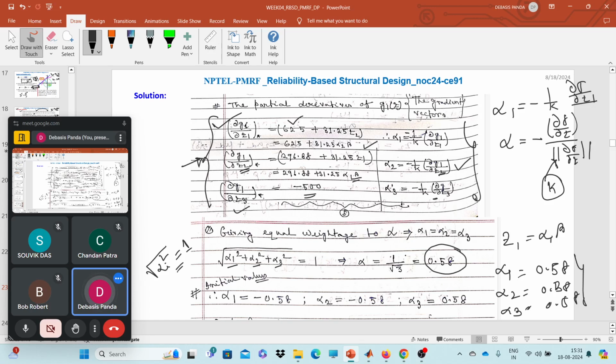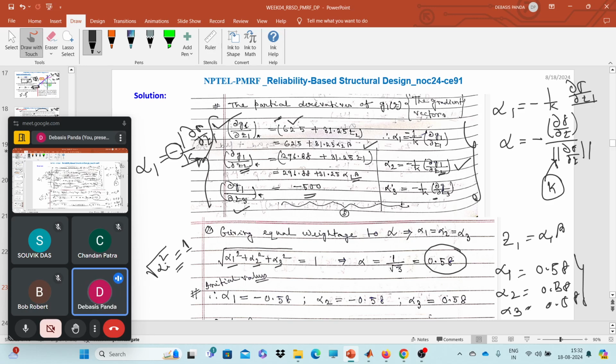Here, to skip some iterations, I have directly pointed out the direction cosines. How can we conclude that? We know that the direction cosine alpha is nothing but minus 1 by k, where k is the Euclidean norm of g, times dg by dz1. That means one minus sign is there. Now look at these derivations.